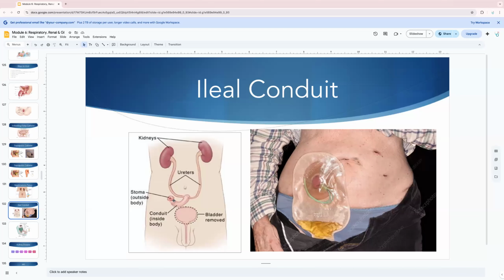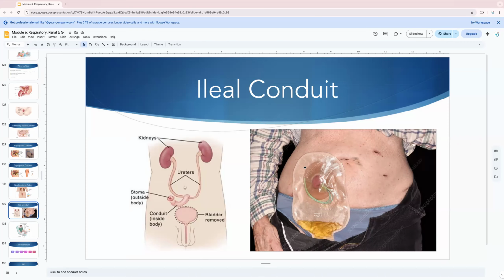Okay, so it's not a colostomy. A colostomy is for poop. An ileal conduit will form a urostomy, okay, which is a stoma meant to allow the drainage of urine outside of the body. Okay, so this would be a urostomy. This is a urostomy bag. So you're not so concerned about infection here.